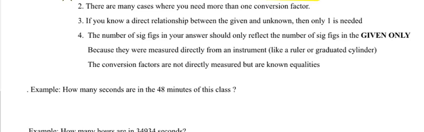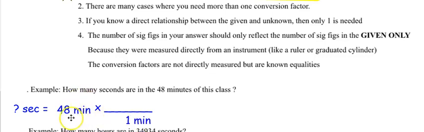All right, so for example, how many seconds are there in 48 minutes of this class? Okay, so what am I looking for? Question mark, seconds. That's what I'm looking for. How many seconds? All right, now what is equal to the given? What's my given value? We'll read it, 48 minutes. All right, so now what? Oh, this is so important. What was number one? The units in the denominator are the same as the units of the given. So I'm going to put minutes here. Because my given is in minutes, I'm going to put minutes on the bottom.